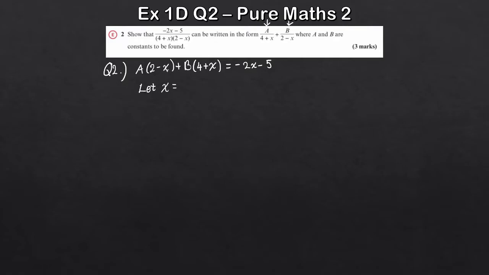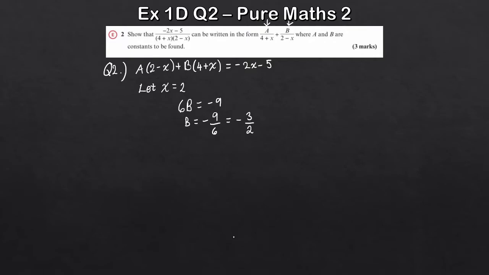If I pick x equals 2, this is a bracket 2 minus 2, so that's a times 0, and anything times 0 is 0. So if we let x equal 2, the a term cancels, we get plus b lots of 4 plus 2, so we get 6b. And then don't forget the right hand side: minus 2 times 2 is minus 4, and then minus 5 gives us minus 9. Then all you need to do is solve for b: minus 9 divided by 6, which we can simplify to minus 3 over 2.